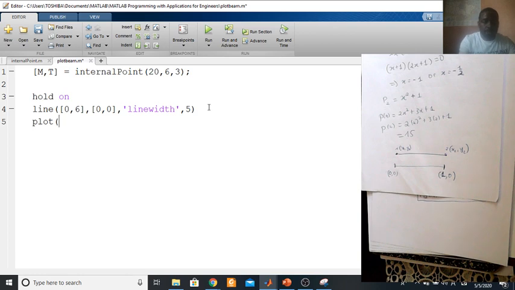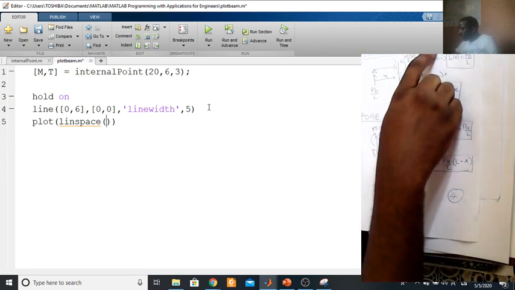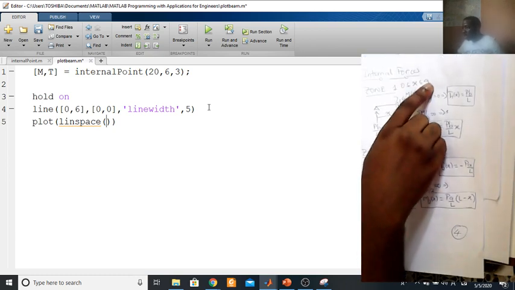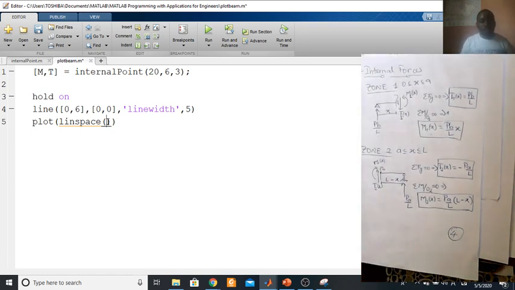So I'll say plot. I'll need to indicate all of the X values. For the X values, I will say linspace. Let's say we want to plot for something like 10 values. So the first zone, where did it go to? It was from 0 to A, right? You remember that? That was the first zone. So I'll need to plot from 0 right up to A here, which is 3. Okay, from 0 to 3. Let's give 10 points there.